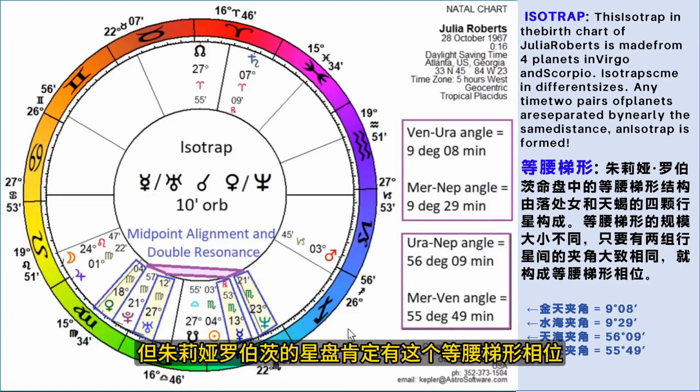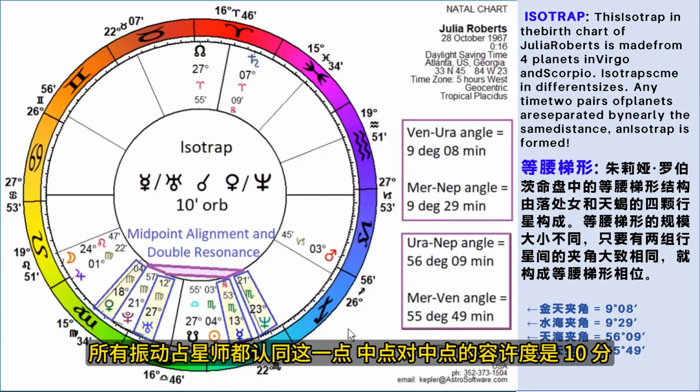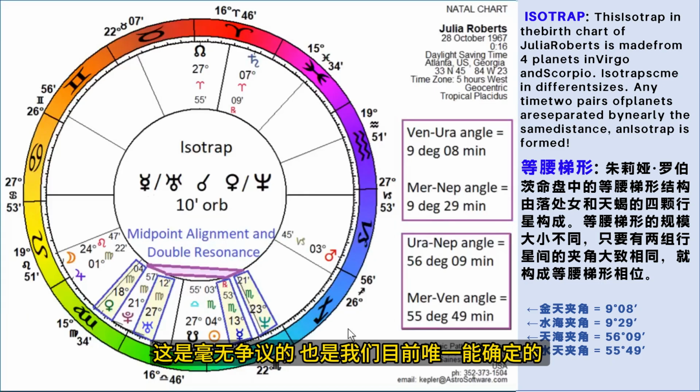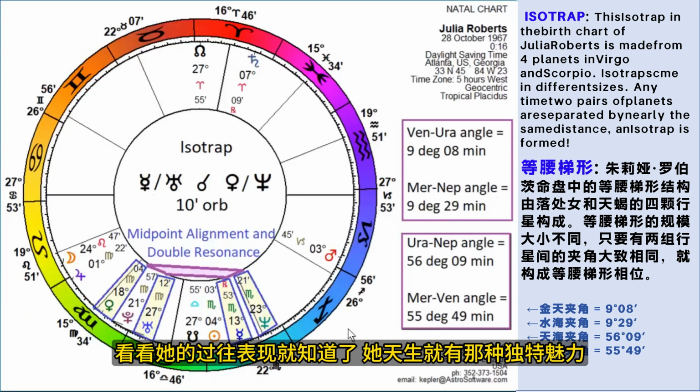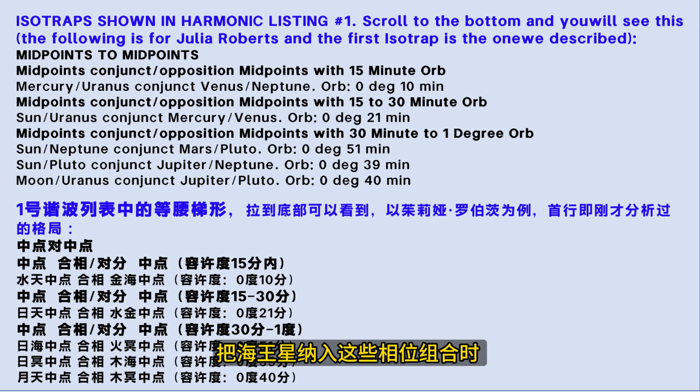Okay, but Julia Roberts definitely has this isotrap. 10-minute orb for the midpoint to midpoint. I think every vibrational astrologer agrees that's there. There's no doubt about it. That much we know. And it does make a lot of sense for her, for what she does. And she's got that charisma, which when you pull Neptune into these things, it typically does, to succeed as a great actress.